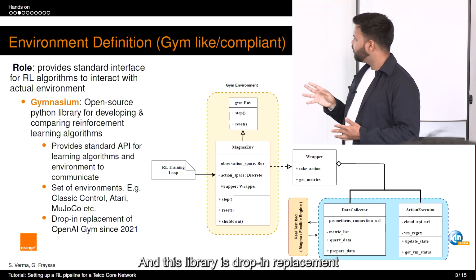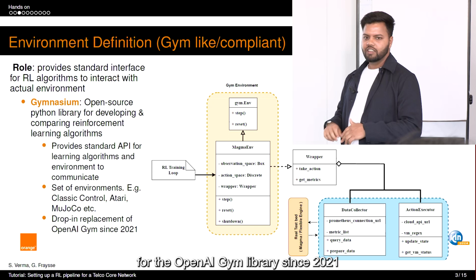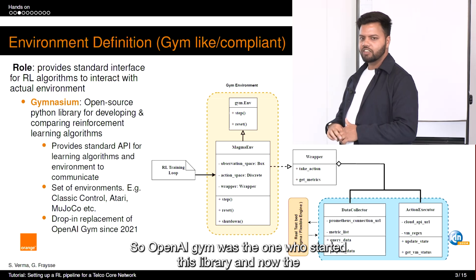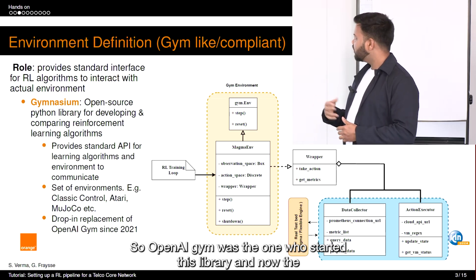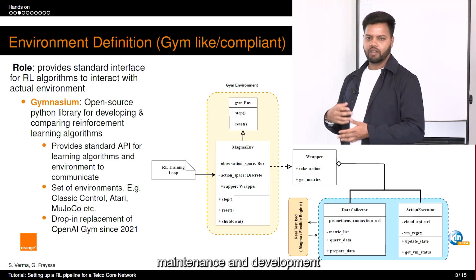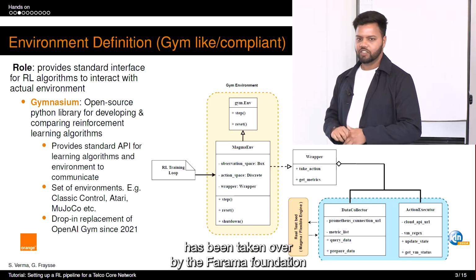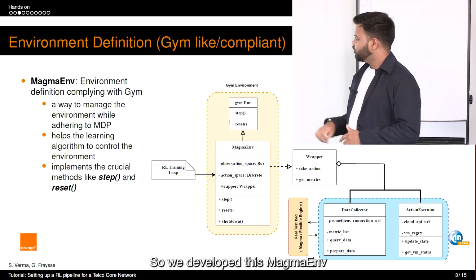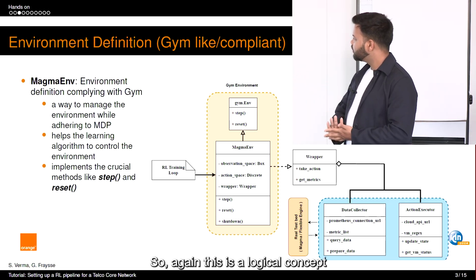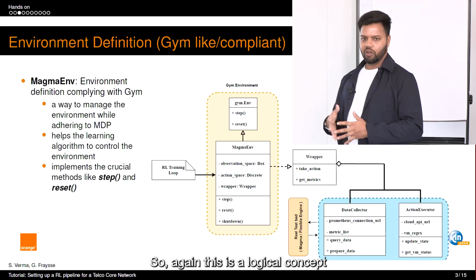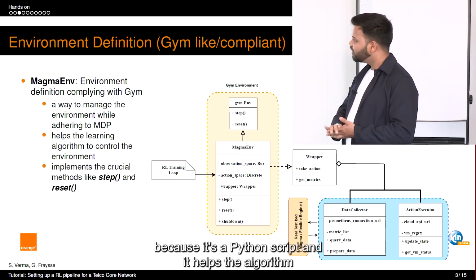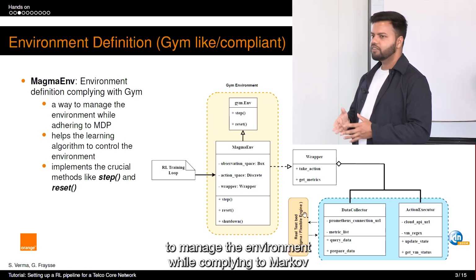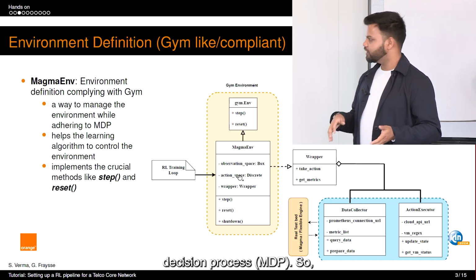This library is a drop-in replacement for the OpenAI Gym library since 2021. OpenAI Gym was the one who started this library, and now the maintenance and development has been taken over by the Farama Foundation, and it is now called Gymnasium. So we developed this Magma env. Again, this is a logical concept because it's a Python script, and it helps the algorithm to manage the environment while complying with the Markov decision process.